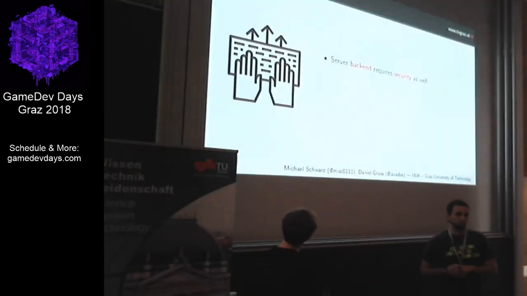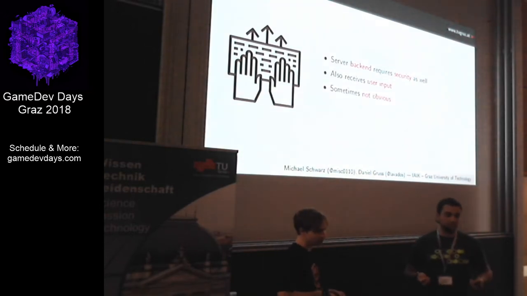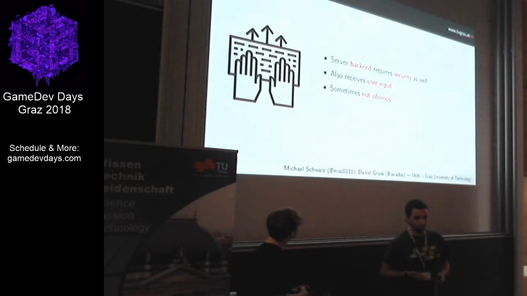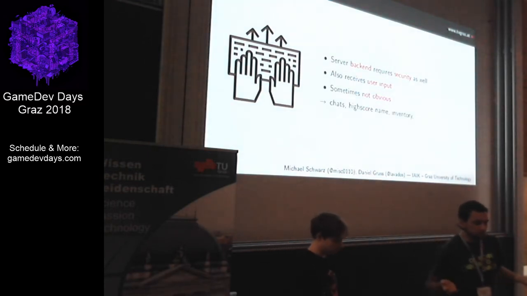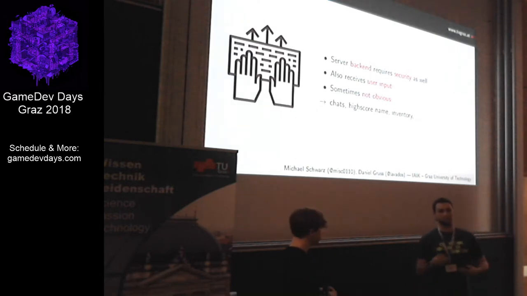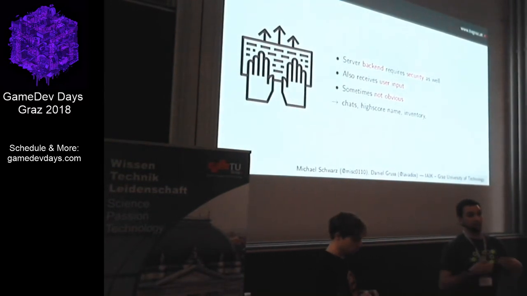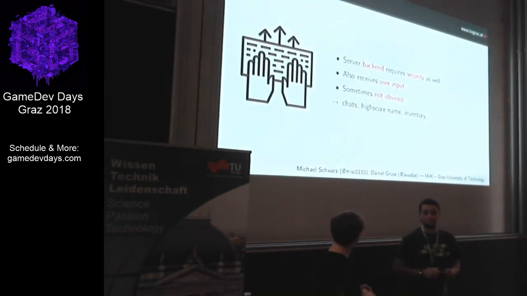So we also need to secure the backend, where all this data is stored. And again, we have this backend receiving user input, this pure evil user input. Often that's not even obvious. You have a high score, a chat, some inventory, and the user changes values in there, changes their name or stuff like that, and it gets sent to the backend server.